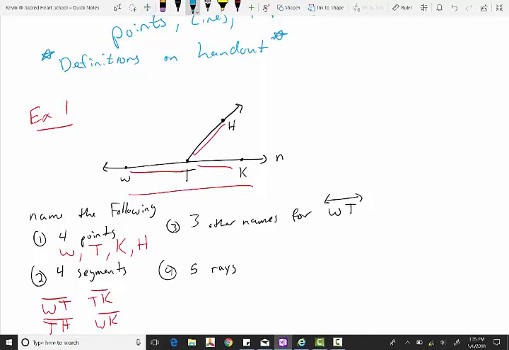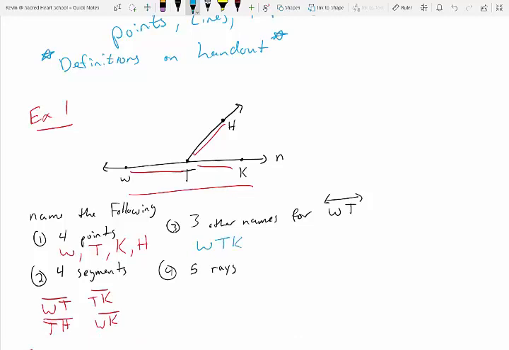So line WT means we use the points W and T, and it's going to keep going. So 3 other names would be WTK, and we have the label with 2 arrows over it again. We can go backwards as well and say TW, and then the little N next to it up here means that line is also named N, and that doesn't need a label because that's line N.